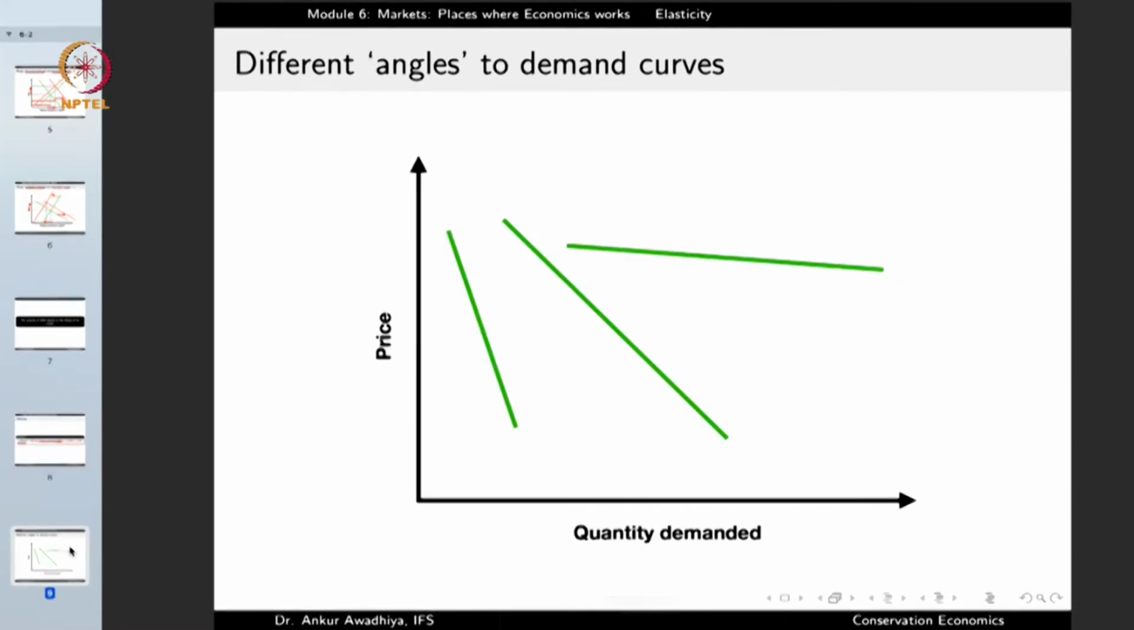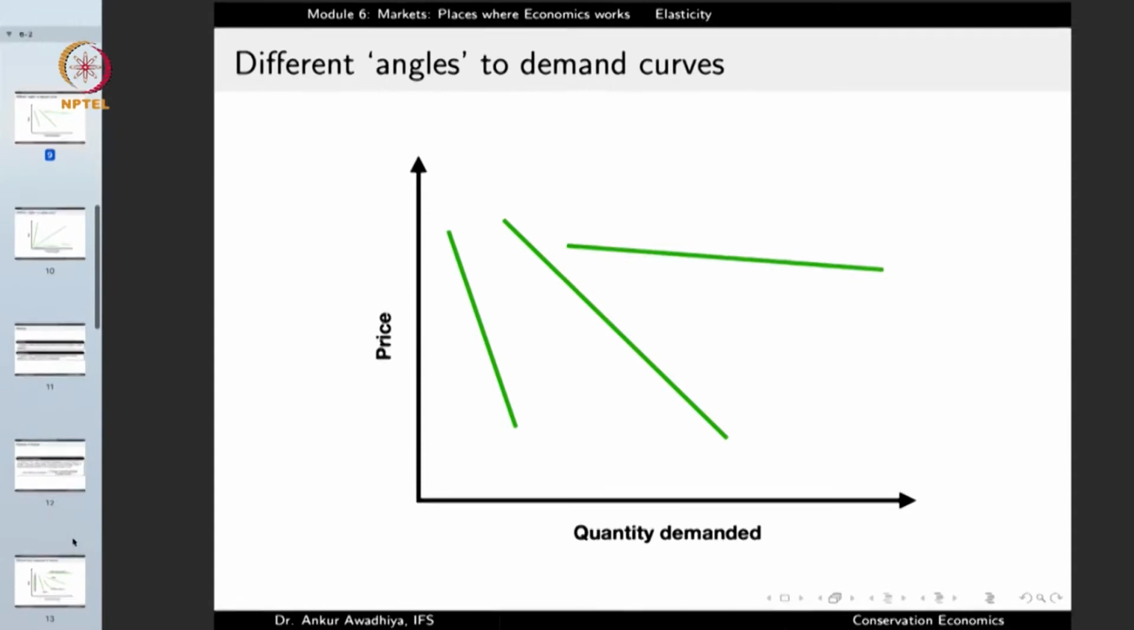That is, if we look at the demand curves, they are always sloping downwards. But then, does it look like this? Does it look like this? Or is it more or less flat? So these are all different demand curves, but they have a different angle of slope. And what we are trying to understand now is how this angle of slope influences the market outcome.